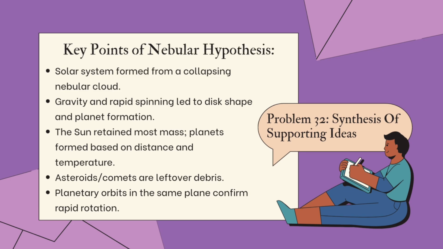What is the key point of the nebular hypothesis? We know that the solar system formed due to the collapse of a nebular cloud, with gravity and rapid spinning shaping its structure. The planets and other celestial bodies develop based on their distance from the sun and surrounding conditions.